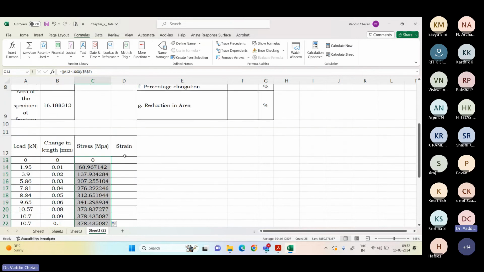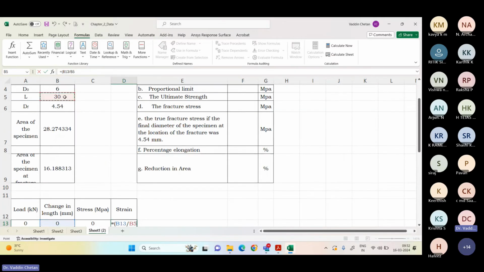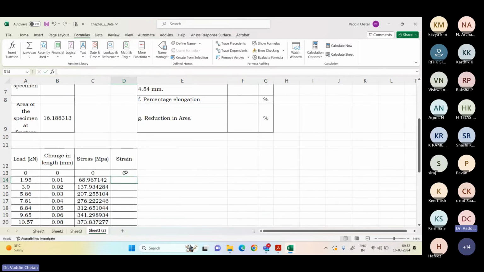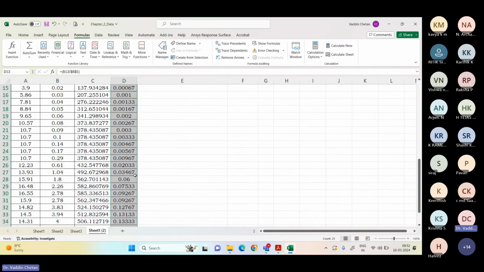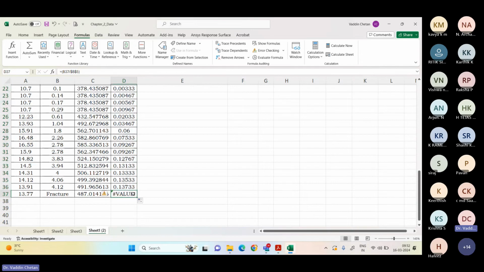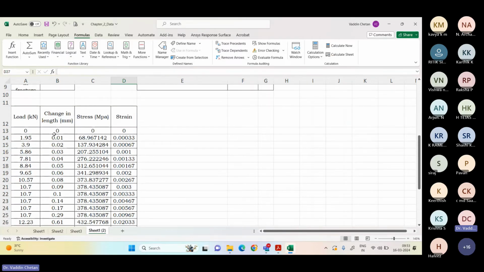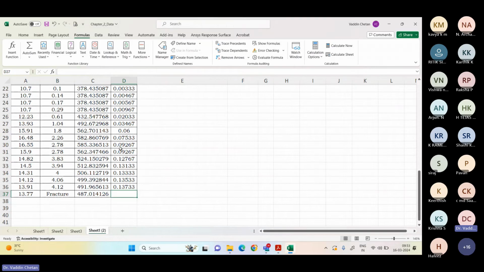In a similar way, I need to calculate the strain. Strain is the change in length to the original length. The change in length is B13, and my original length is 30 mm. I close the bracket, and I should make this absolute too, because the length is also the same. When you double click on that, you will get the values. Once it is fractured, you don't get any strain corresponding to that. So we have calculated the stress and strain.